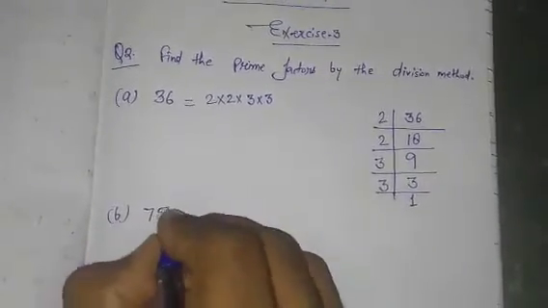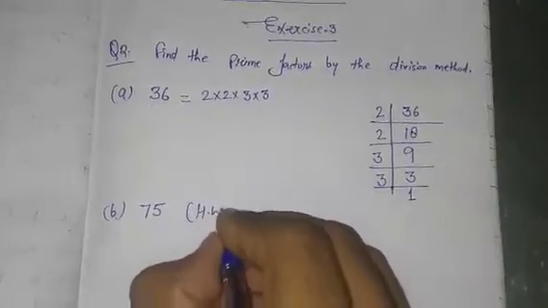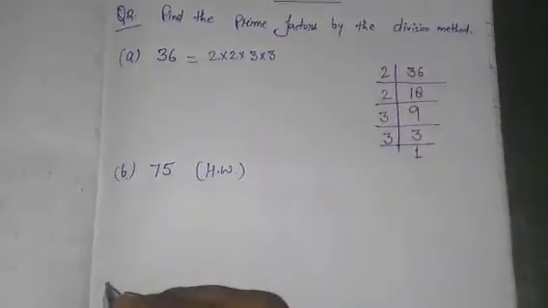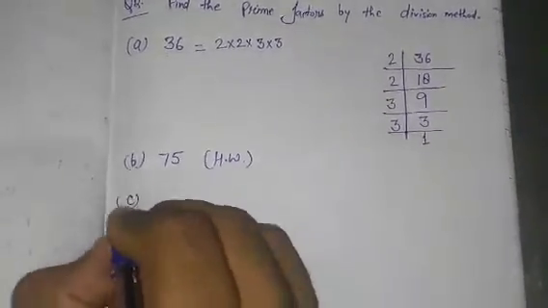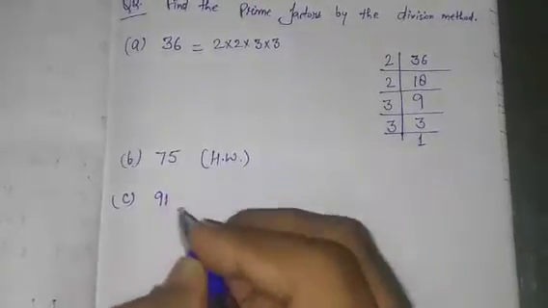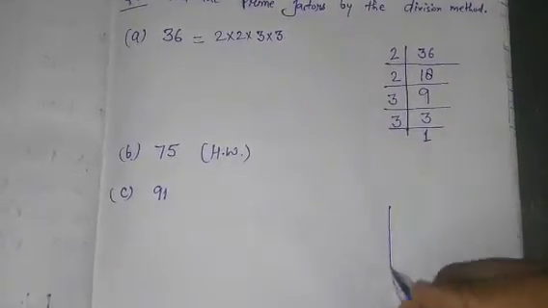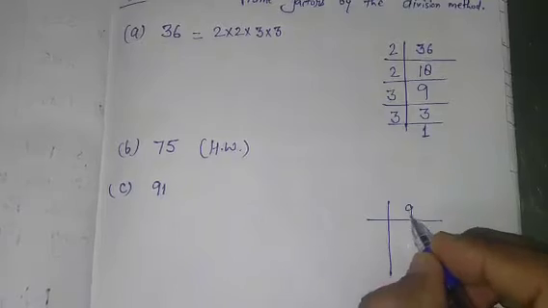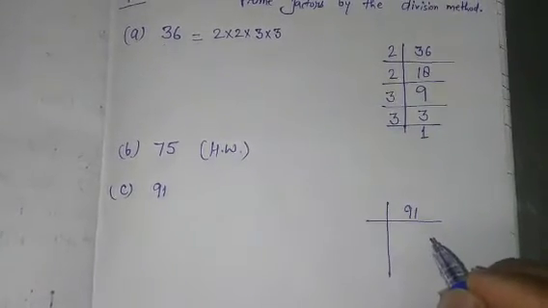After that there is the B part. Number 75 has been given. I will provide it to you in your homework, because if you make the effort yourself, you will understand more. So 91, the C part, I will solve. How can we solve it? 91 has been given. Think about that.